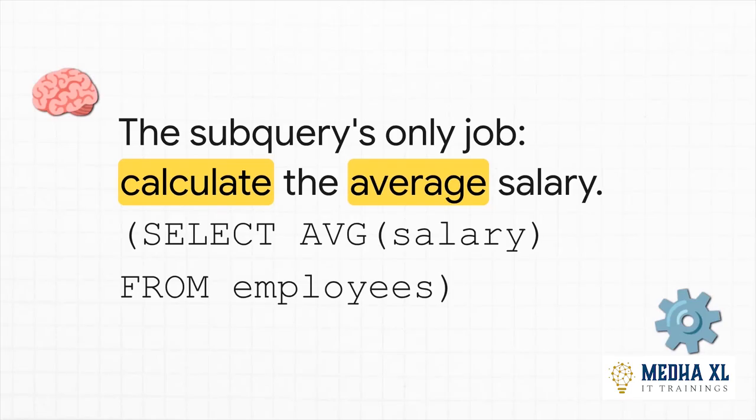This right here, this is the subquery. This is our helper's entire to-do list. Its only job, its single purpose in life, is to look at the employees table and calculate one thing, the average of every single number in the salary column. That's all it cares about.